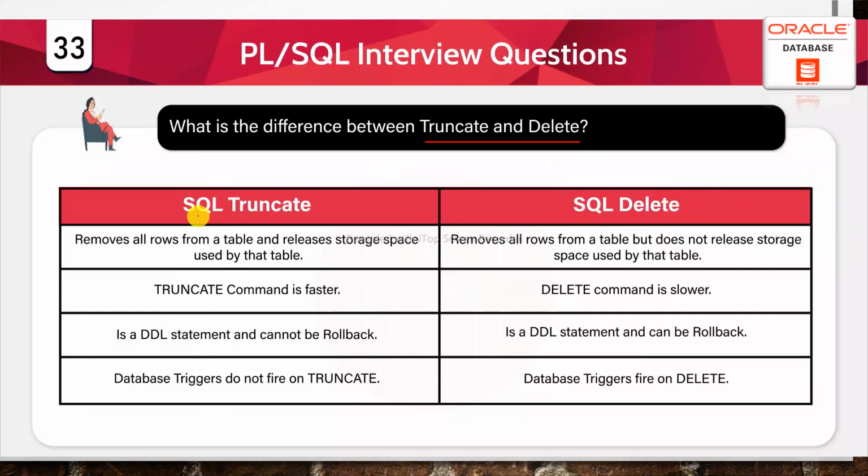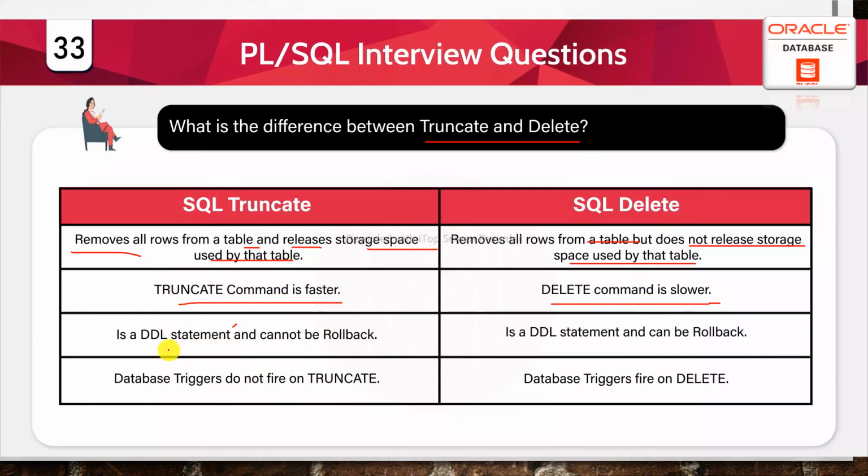SQL truncate removes all the rows from the table and releases the storage space used by that table. And SQL delete removes all the rows from the table but does not release the storage space used by that table. Then, the truncate command is faster and the delete command is slower.